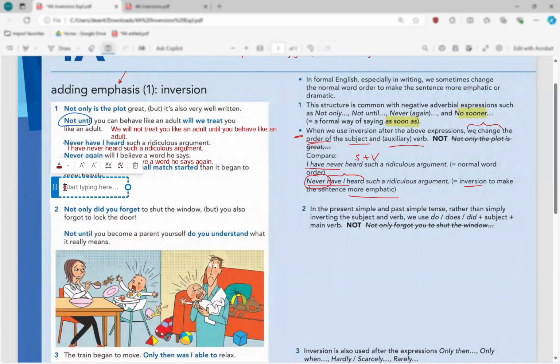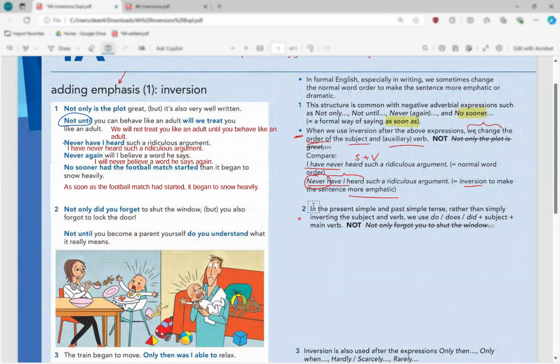So like we can say as soon as the football match started, or we can say had started. It's also fine. Comma, it began to snow heavily. You see, guys? As soon as the football match had started, it began to snow heavily. Right. Now, this first point is done.